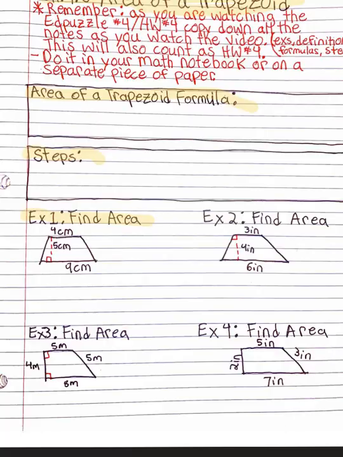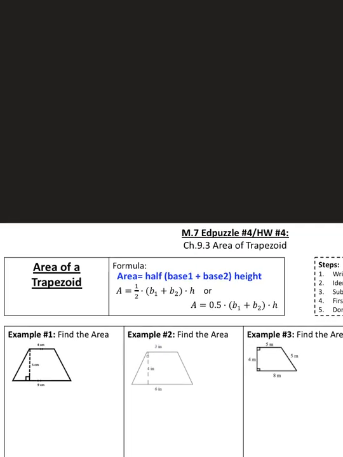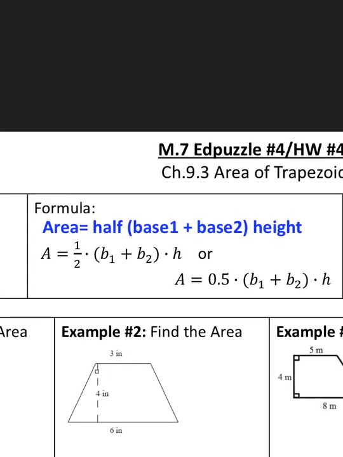All right, so here we go. This is homework 4 / notes. As we do this, you are also completing homework 4 at the same time. So you're killing 2 birds with 1 stone.